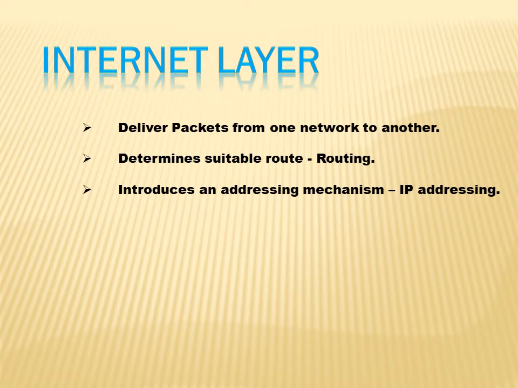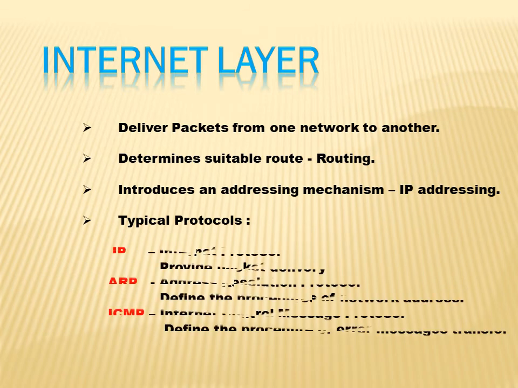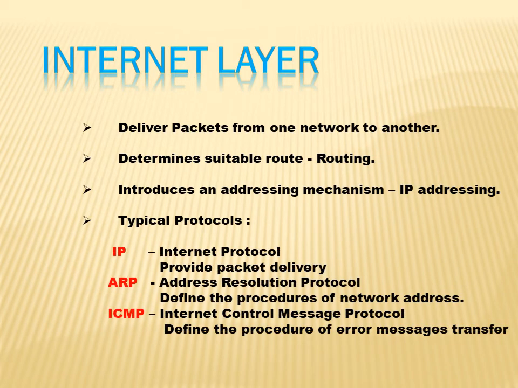Then what are the protocols used in this internet layer? First, IP, the Internet Protocol, provides packet delivery, that is, packet information should be transferred. Then ARP is the Address Resolution Protocol. It defines the procedures of network addresses. Because an address mechanism is also done in the internet layer, that address mechanism should be performed by using this protocol, ARP.